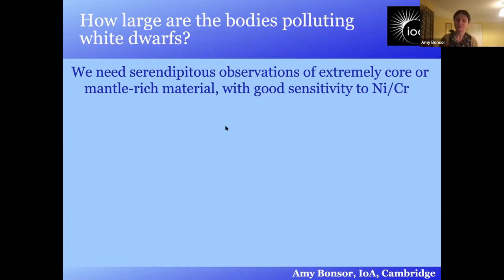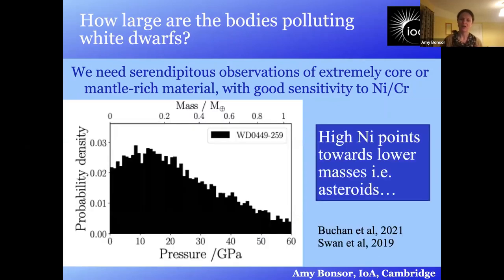So Andy found four objects where he was able to put some broad constraints on what he thinks is most likely to be going on, but for none of these can we confidently say absolutely. But it's a very interesting object, WD0449 from Andrew Swan's work, where the high nickel abundance points towards low masses, more like asteroidal masses. And this is the posterior distribution from Andy's Bayesian model as a function of pressure or the mass of the body. It shows that we're headed towards asteroids, but actually these effects are most sensitive when we're talking about things in the range of moon masses compared to terrestrial masses.